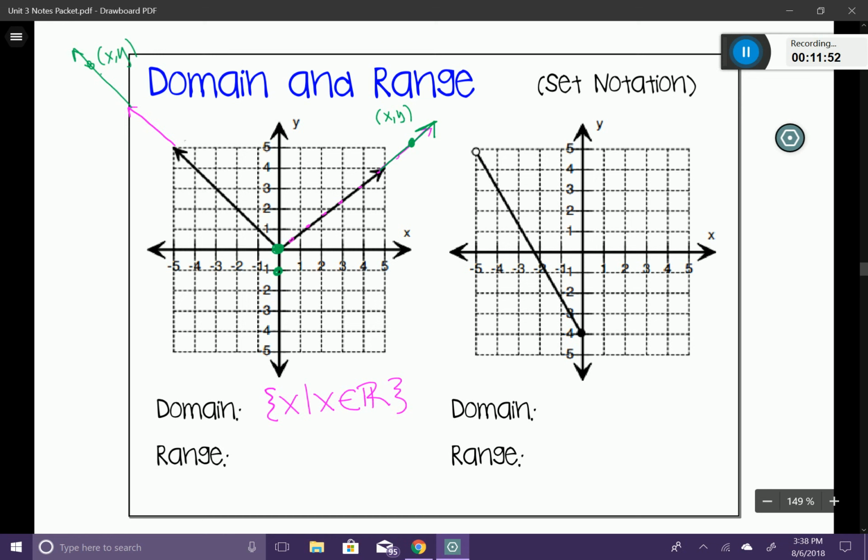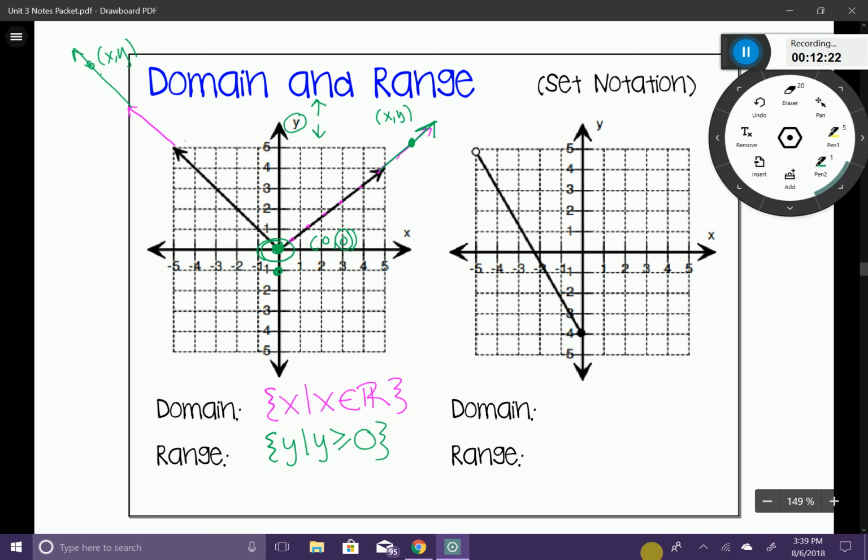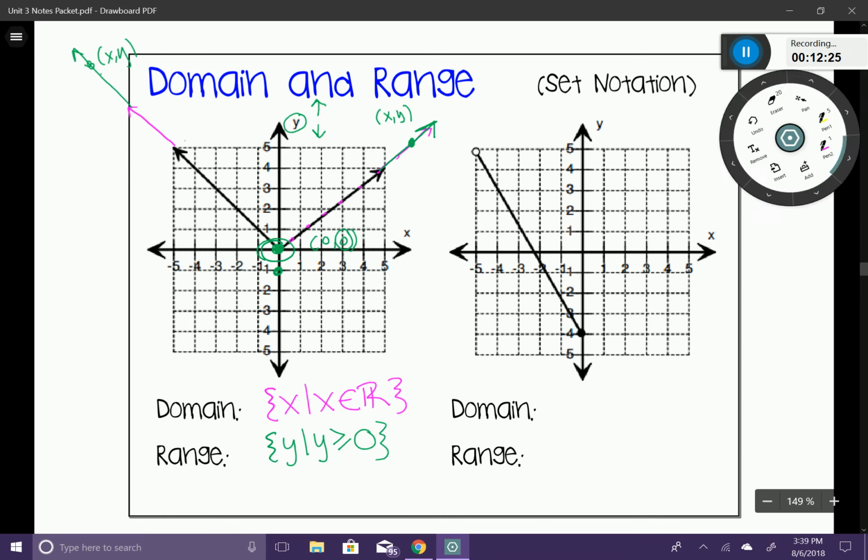What I mean by low is that your y-axis extends up and down. Therefore, this coordinate right here is the last coordinate, 0, 0. So that means y as 0 is the last coordinate. So how we represent that is we say y such that y is greater than or equal to 0. And you're done.